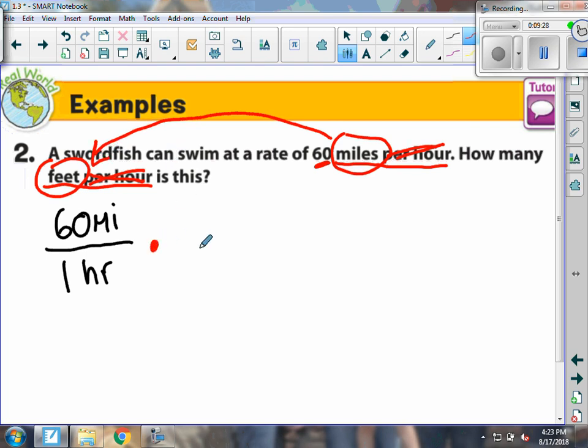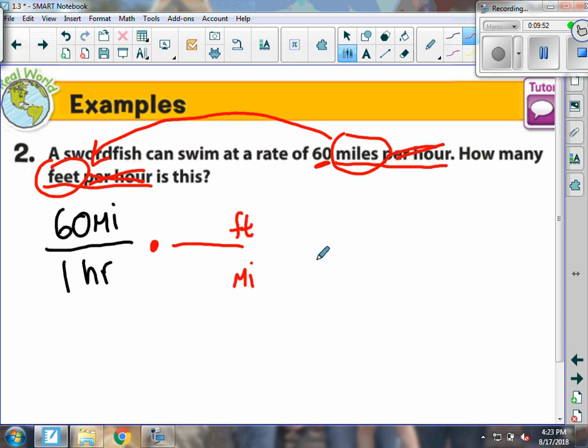So I have to set up my fraction. What am I going to multiply this by? So miles is on the top here. I want it on the bottom so it'll cancel out. So then I have to figure out what goes on the top. Okay, if we're changing it from miles, we're changing it into feet. So feet is going on the top.